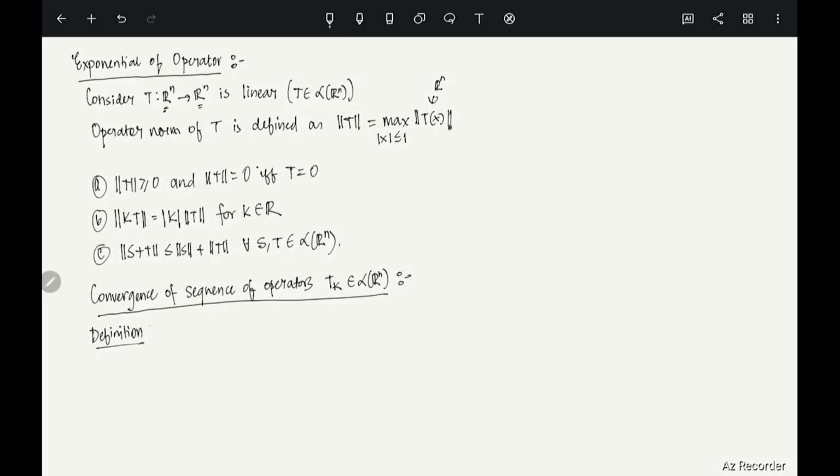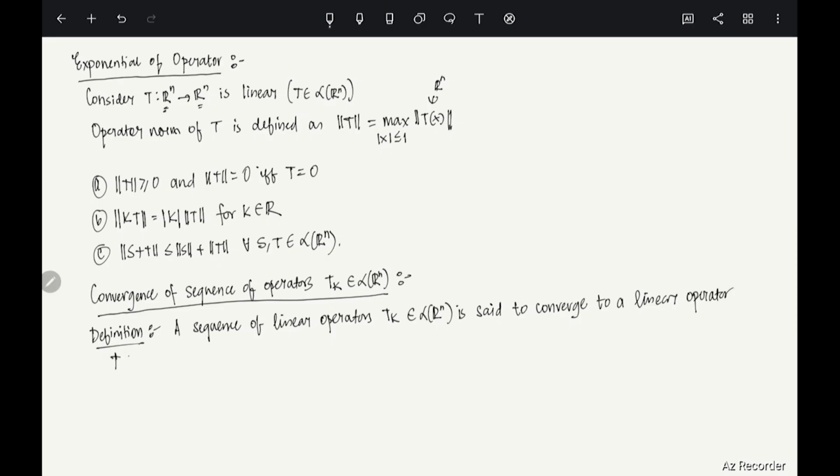Definition. A sequence of linear operators Tk in L(Rn) is said to converge to a linear operator T, which is again in L(Rn), as k tends to infinity. Basically, given a linear operator T, I am saying there is a sequence Tk which converges to T, and the question is when that happens. We write it as the limit as k tends to infinity of Tk is T.